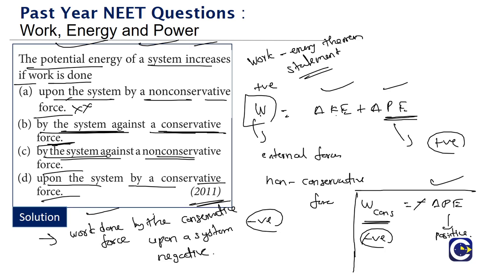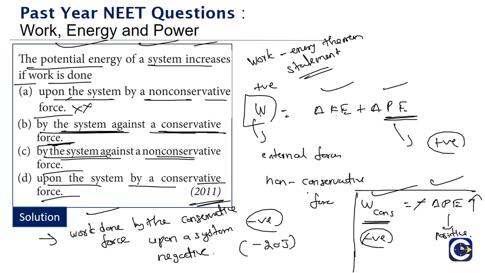So if I have to say that, the conservative force is doing a work of minus 20 joules, we can say it like what? The system is doing 20 joules against the conservative force, isn't it? So what is the correct answer for this? We need to have work done by the conservative force negative, then the corresponding potential energy change will be positive, means potential energy is increasing.